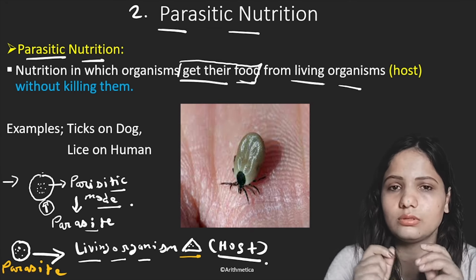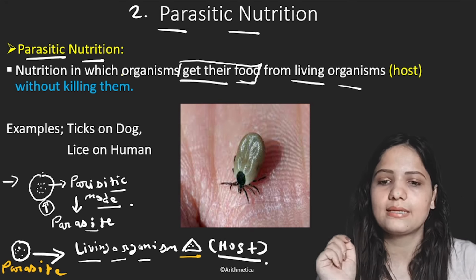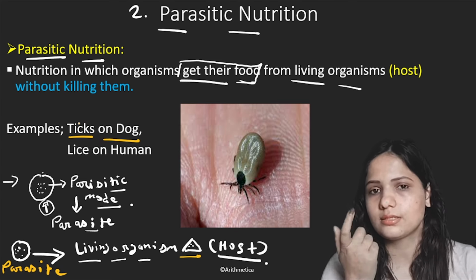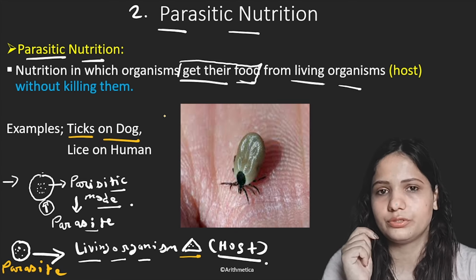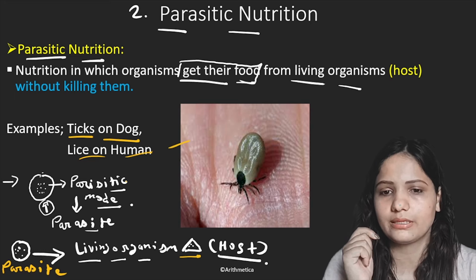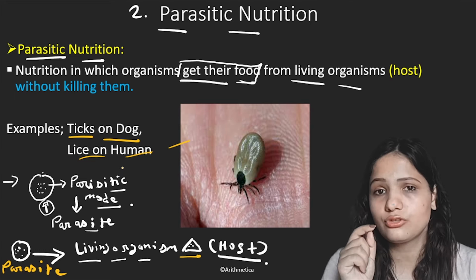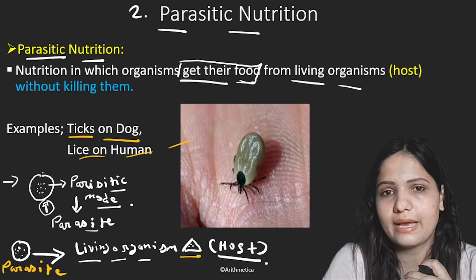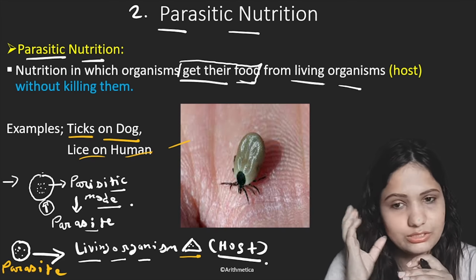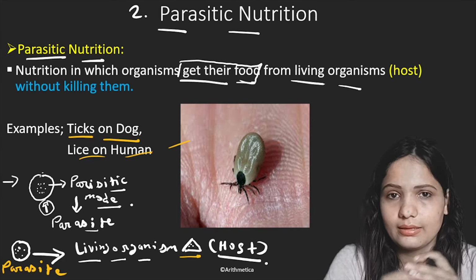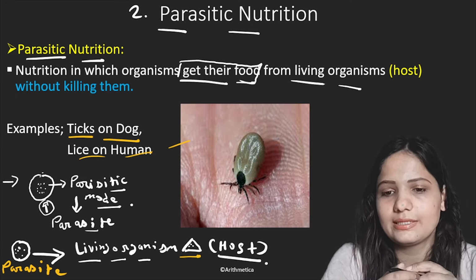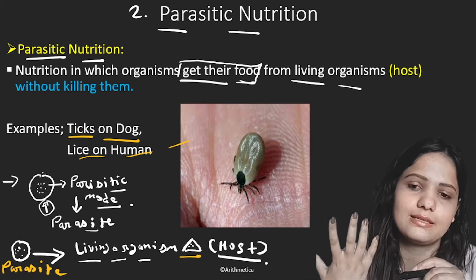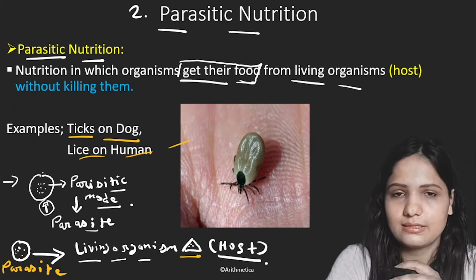Now, if we look at the examples of parasitic nutrition, you have heard of ticks on dogs. This is an example of parasitic nutrition. And lice on humans, as you can see in the picture. Sometimes you may have seen that many people have lice in their hair. You can say that this is parasitic nutrition. You can correlate this, that lice on humans is the parasitic mode of nutrition.